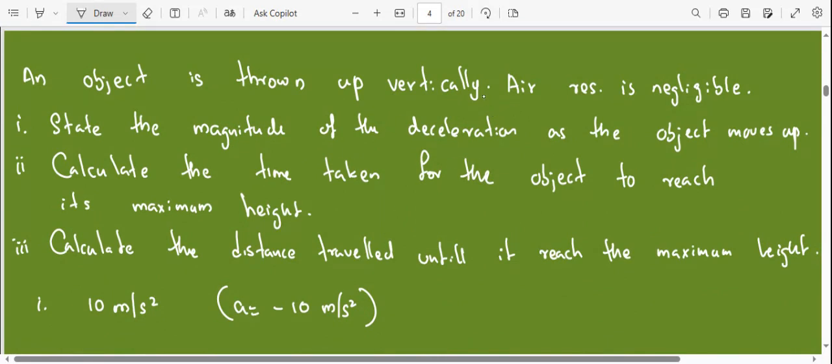So an object is thrown up vertically with an initial speed of 40 meters per second, right? That value I forgot to give you earlier. So initial speed of 40.